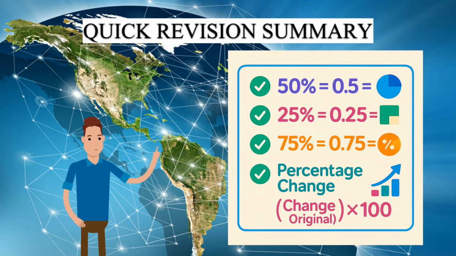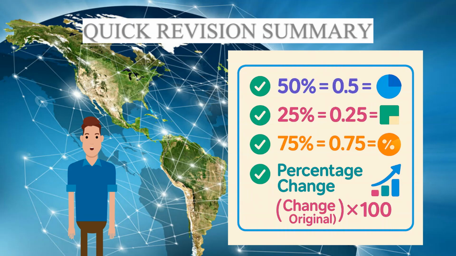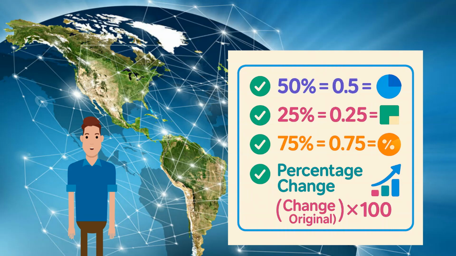Let's recap. 50% equals 1/2 or 0.5. 25% equals 1/4 or 0.25. 75% equals 3/4 or 0.75. And percentage change is calculated by dividing the change by the original value and multiplying by 100.